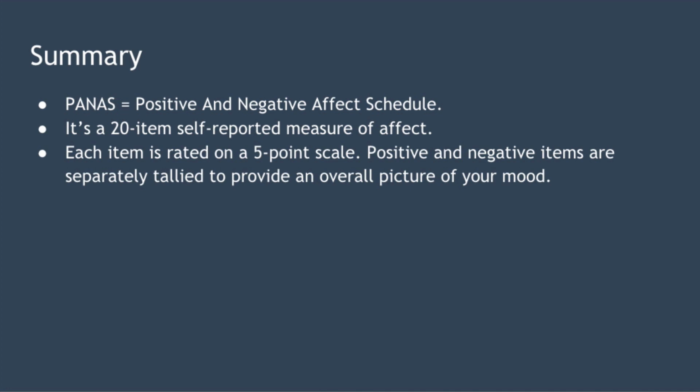So in summary, the Positive and Negative Affect Schedule is a 20-item self-reported measure of positive and negative affect developed in 1988 by three American psychologists. Each item is rated on a 5-point scale, and the positive and negative items are separately tallied to provide an overall picture of your mood or feelings.